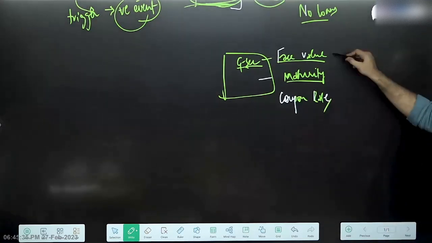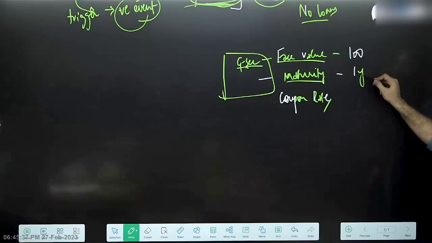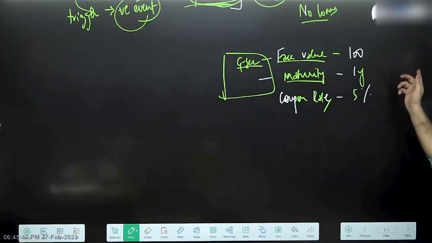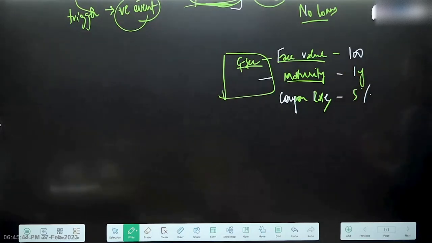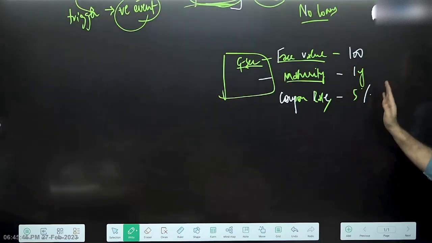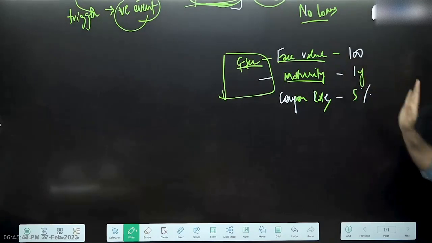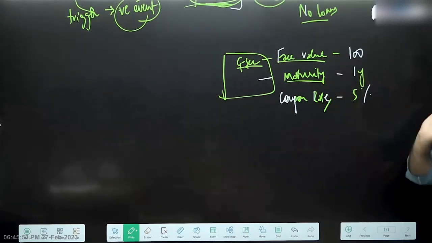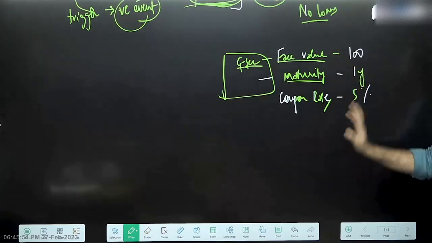For example, face value 100 rupees, maturity 1 year, and coupon rate. So anyone holding this bond after 1 year can take 105 rupees from me. You can't change anything else. I have issued it. After 1 year, you come and take 105 from me. Return is fixed. Bond is an instrument whose return is fixed. That is, after maturity, वो return fix ही देगा.